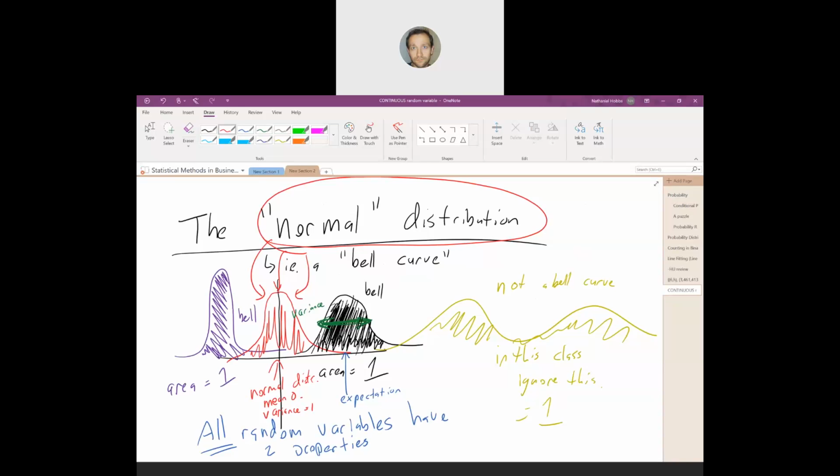Yes, Olga says that this is perfectly symmetrical. That is true. Yes. So the amount of mass on the left and the amount of mass on the right are the same. It's perfectly symmetrical. Yes. There are other distributions that don't have that property.